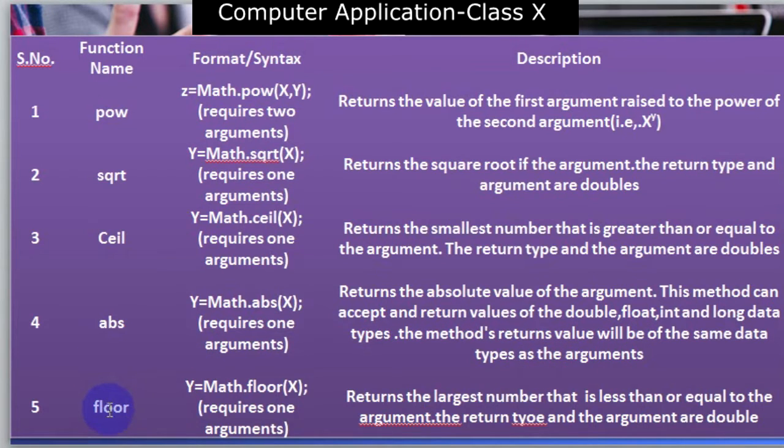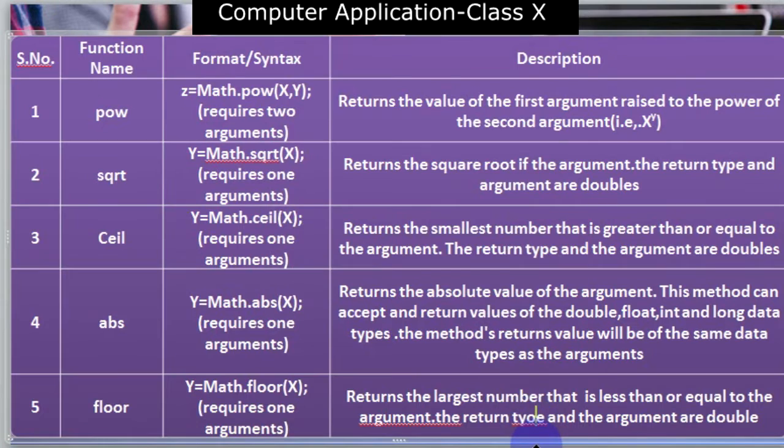Last one is floor. The floor format is y = Math.floor(x). Here it requires one argument. Here you can notice only pow will have two arguments, rest all will carry only one argument. So the floor description is: returns the largest number that is less than or equal to the argument. The return type and the argument are double. So this is about the description of pow, square root, ceil, absolute and floor.